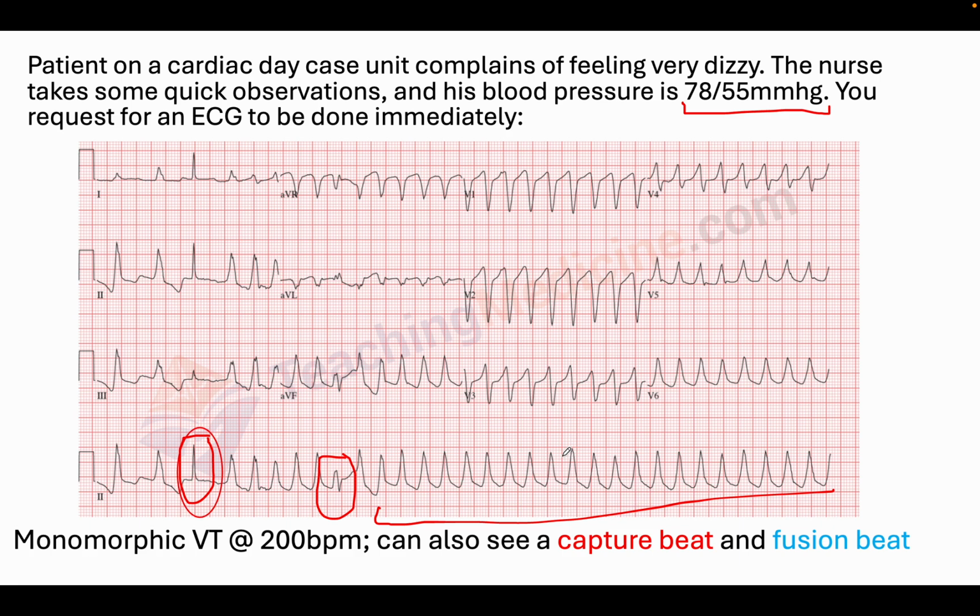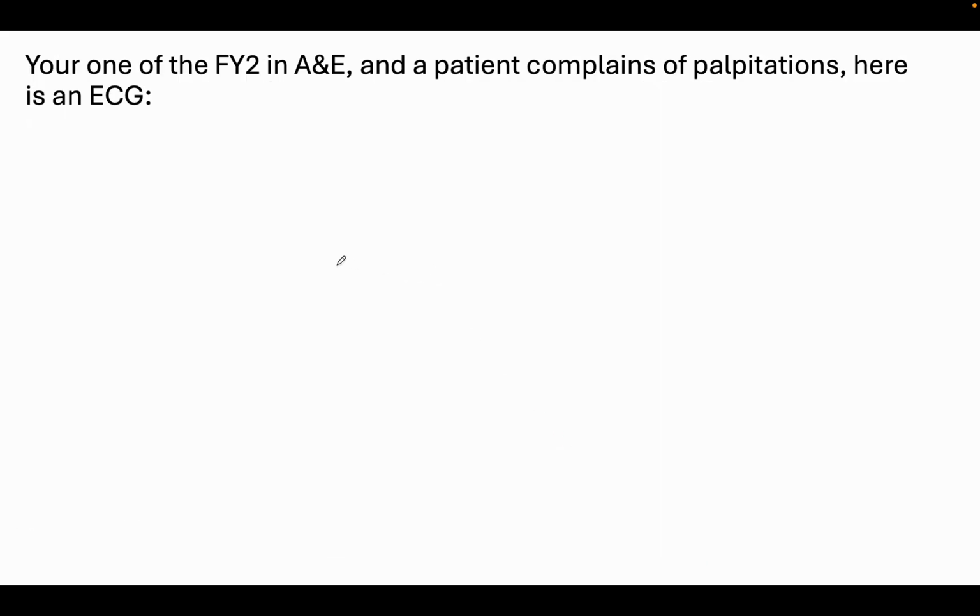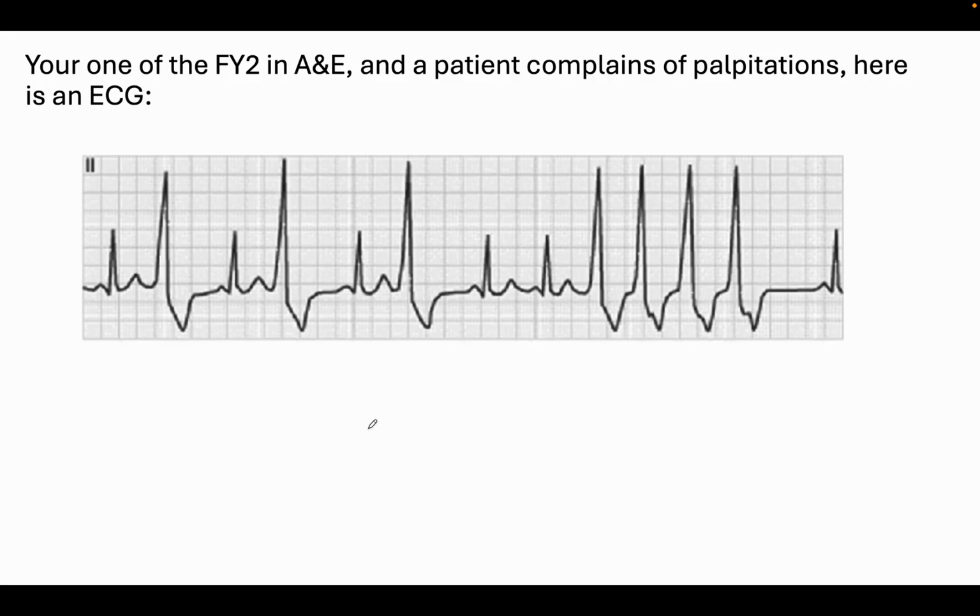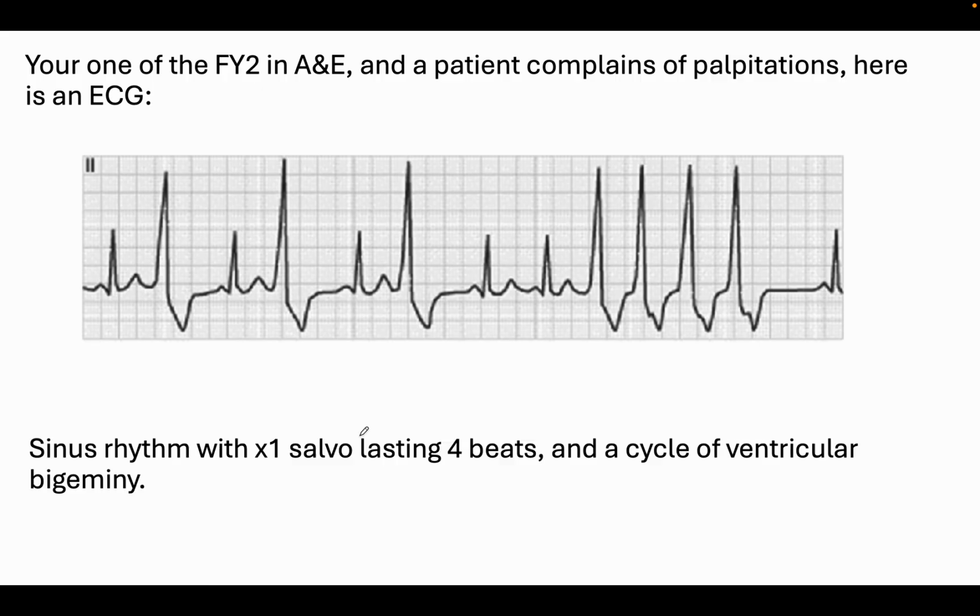And let's move on to the next example. So you're one of the FY2s in A&E, and the patient complains of palpitations. You decide to do an ECG. Here's his ECG. Feel free to pause the video and work it out yourself, otherwise the answer is coming up in 3, 2, 1, 0.